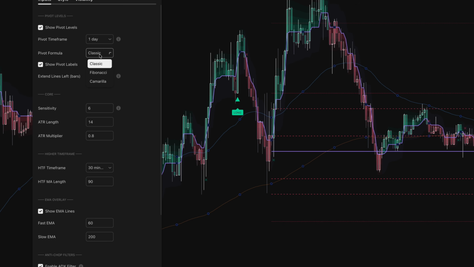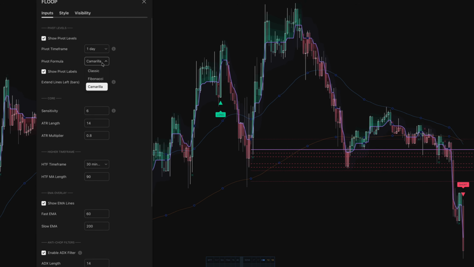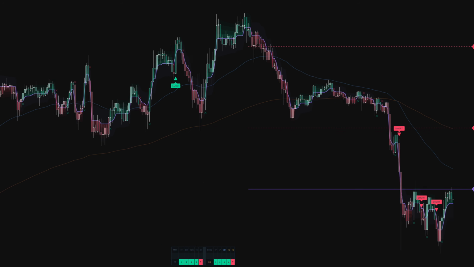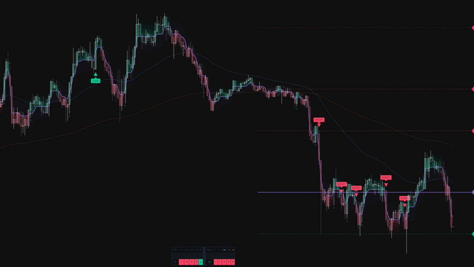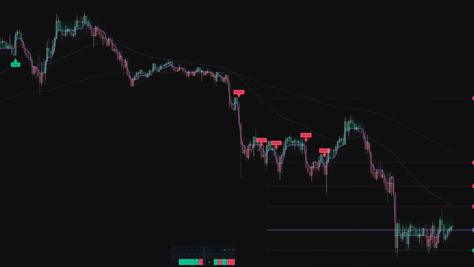Pivot levels are a separate but integrated feature, supporting classic, Fibonacci, and Camarilla formulas across a user-defined time frame. Levels change color dynamically when price breaks through them, which adds practical reference without requiring a separate indicator.